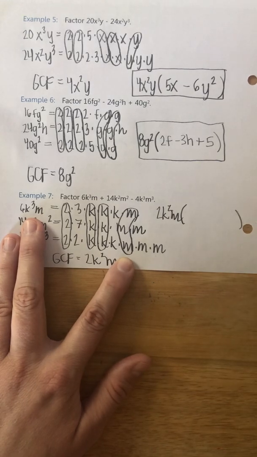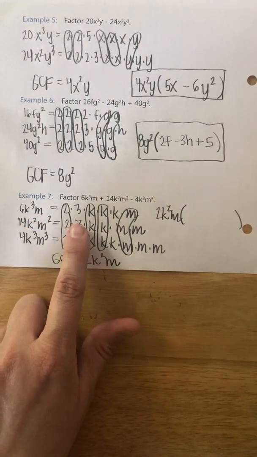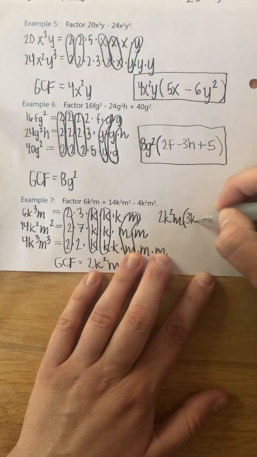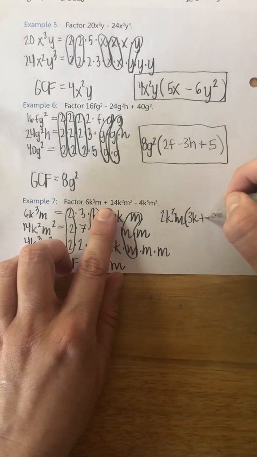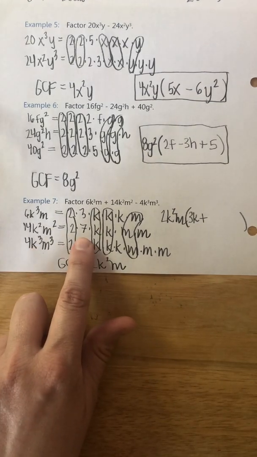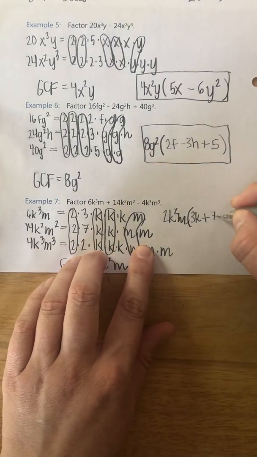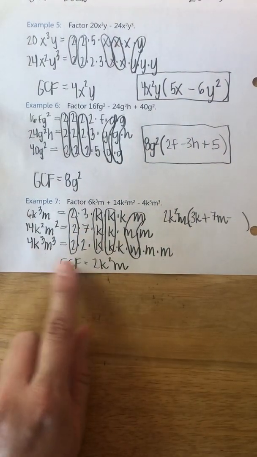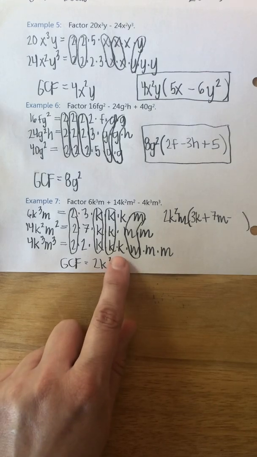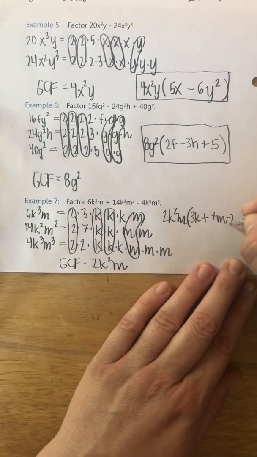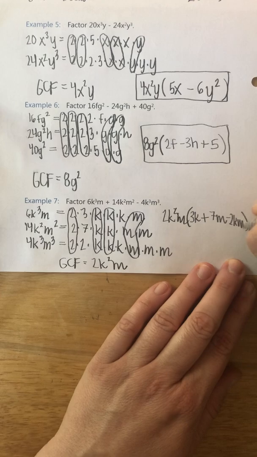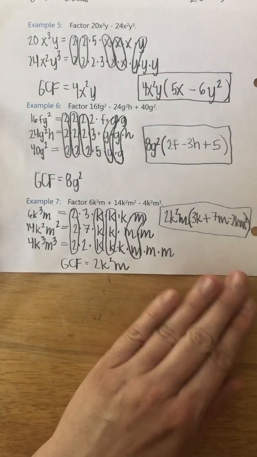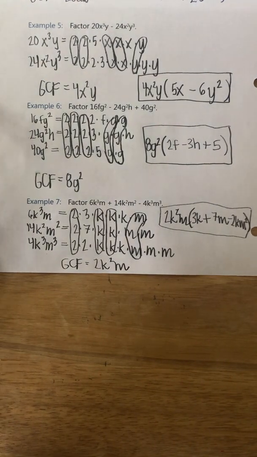And now we're going to put in parentheses everything that's left. So from the first term, we're left with a 3 and a k. Then we're going to bring down the plus sign for the middle term. From the middle term, we're left with a 7 and an m. Then we're going to bring down the minus sign for the last term. And from the last term, we're left with a 2, a k, and 2 m's. So 2k m squared. And that would be our final answer for number 7.